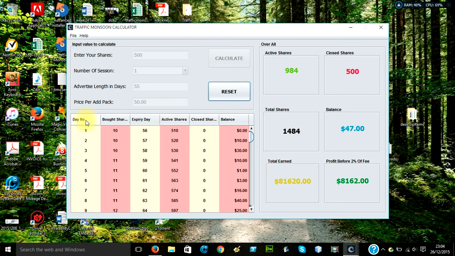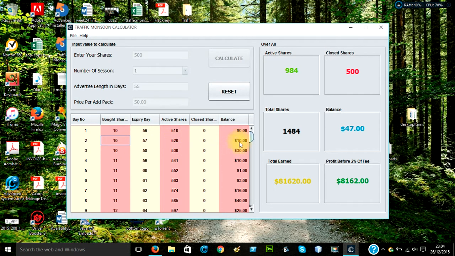If you see here, day number 1, you bought 10 shares. You start with 500 shares, and on day 1 you bought 10 shares, and those 10 shares will expire on day 56, and your total active shares will be 510, and your remaining balance will be 0. There are no closed shares, because you have not reached 255 days. Once you reach 255 days, then your 500 shares will be closed. On the second day you bought another 10 shares, which will be closed by day 57, and your total active shares will be 520.